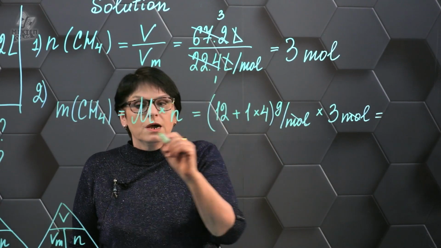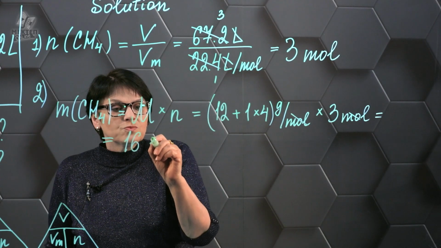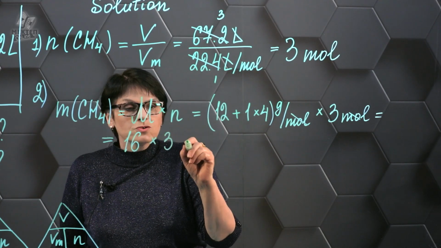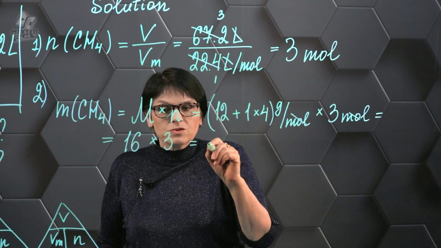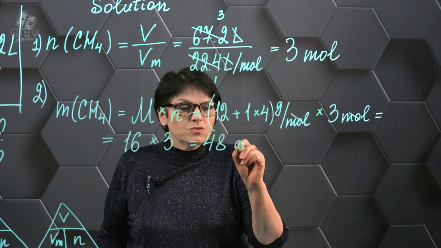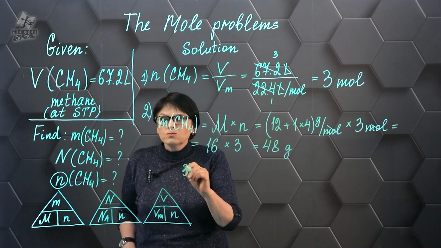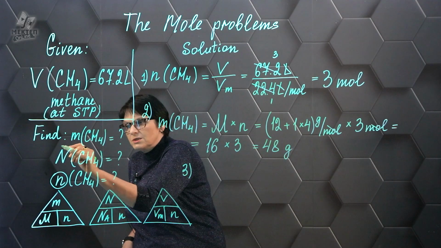The value in the parentheses is 16. So we get 16 times 3. That would give us a total of 48 grams. Let's move on to the last step. We need to find the number of particles.